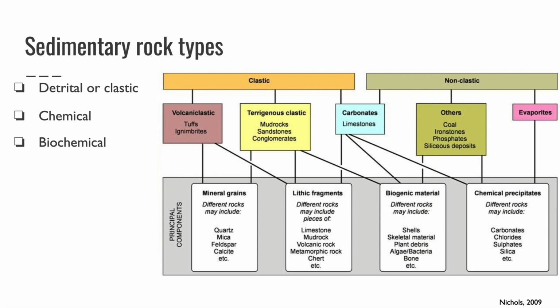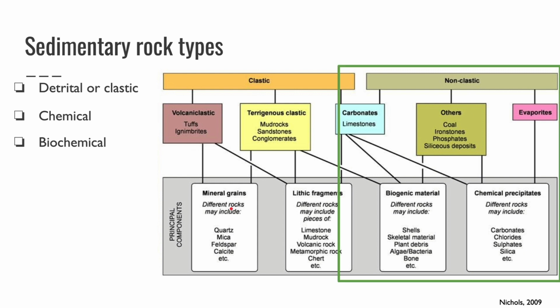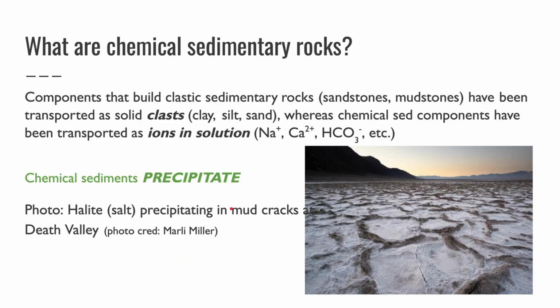Then you can have carbonates, which can be clastic or non-clastic. Typically, they're chemical or non-clastic, and that's what we'll talk about today. You can have other chemical rocks such as coal, ironstones, phosphorites, cherts or siliceous deposits, or evaporites. So in this lecture, we'll be talking about chemical sedimentary rocks as opposed to clastic sedimentary rocks that we've primarily discussed up until this point.